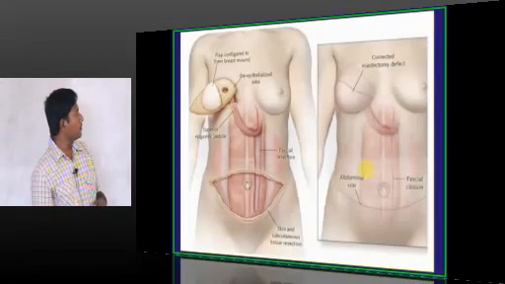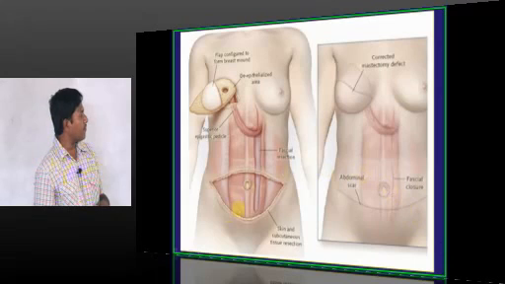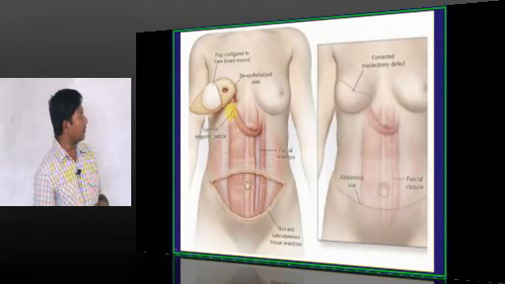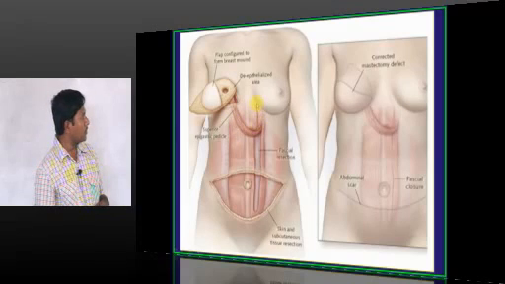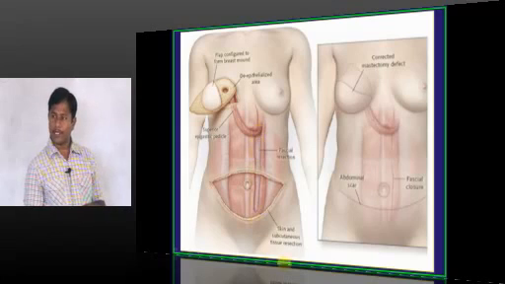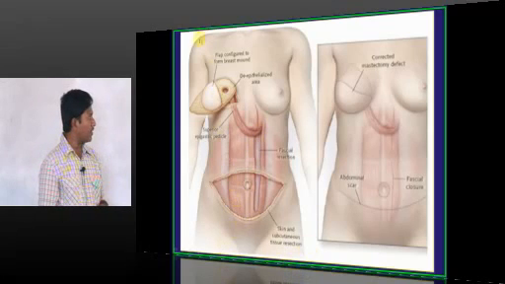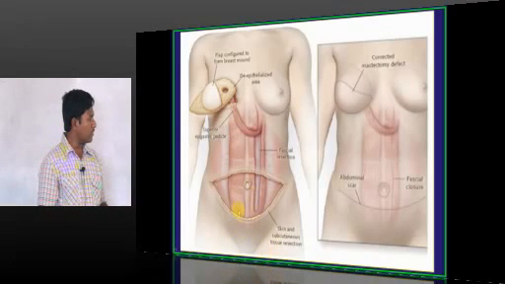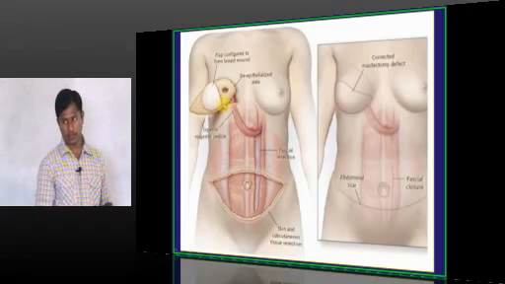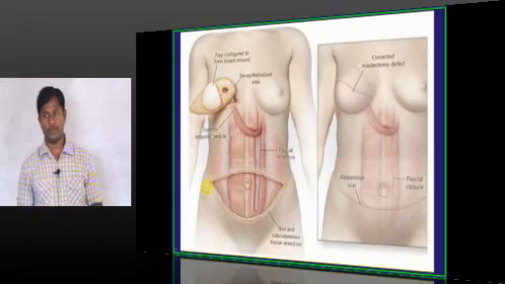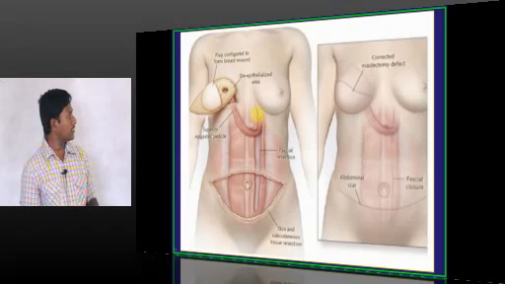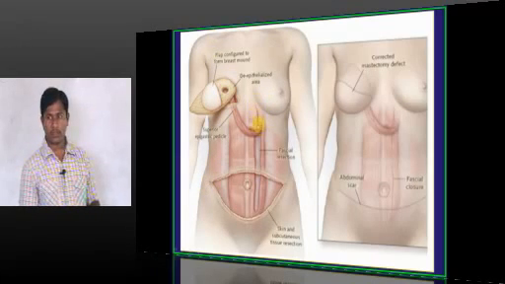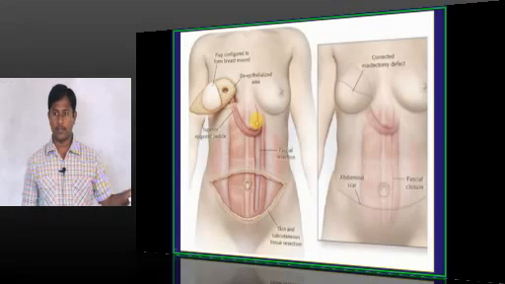Now, this is a case of TRAM flap where you remove this transverse rectus abdominis muscle, and this is based on superior epigastric vessel. Okay, sometimes you can also take it for the lower quadrant reconstruction. In the case of large breast, you can also take inferior epigastric vessel pedicle also, but rarely done. Okay, generally done procedure is this superior epigastric of the opposite side.